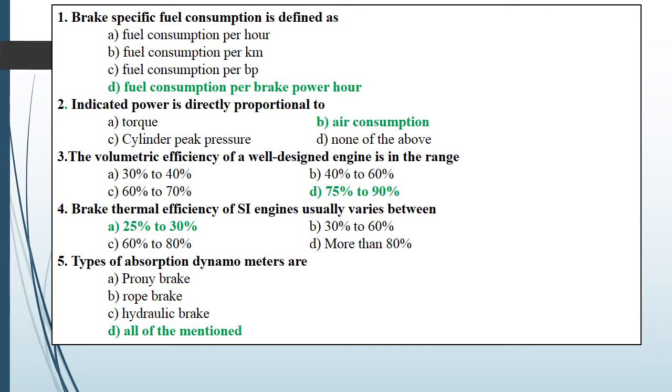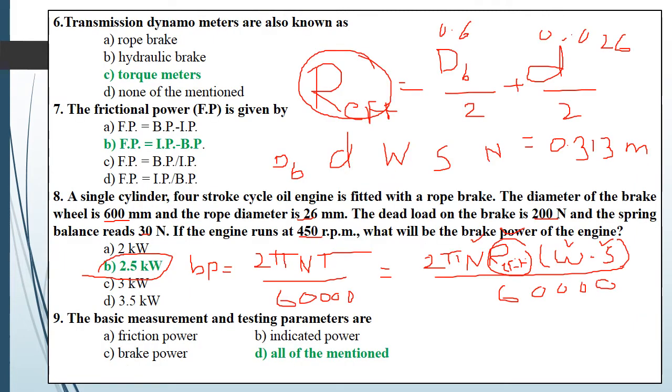So in that way, the Prony brake, rope brake and hydraulic brake are the types of absorption dynamometers. Transmission dynamometers are also known as: rope brake, hydraulic brake, torque meters, none of the mentioned. As in the previous question, the rope brake and hydraulic brake are absorption type dynamometers, not transmission dynamometers. So obviously the correct option is torque meter. Transmission dynamometers are also known as torque meters.